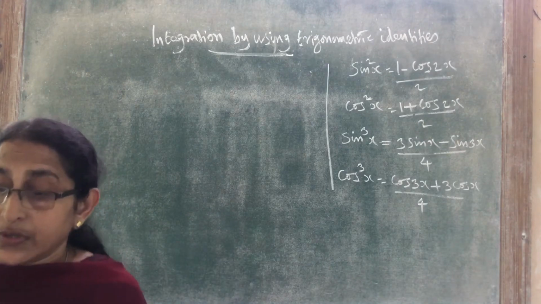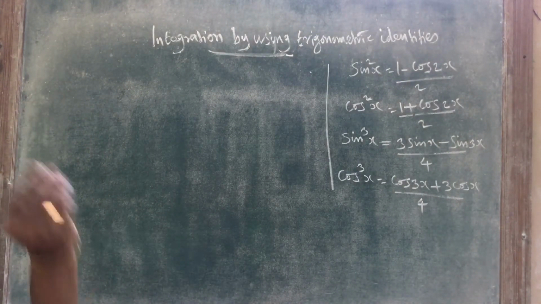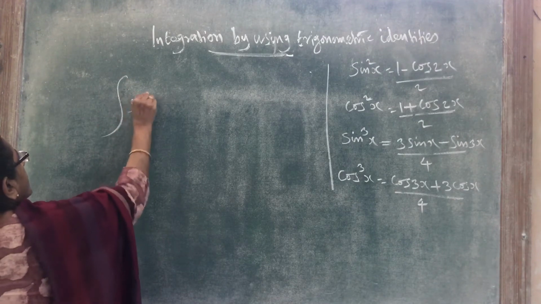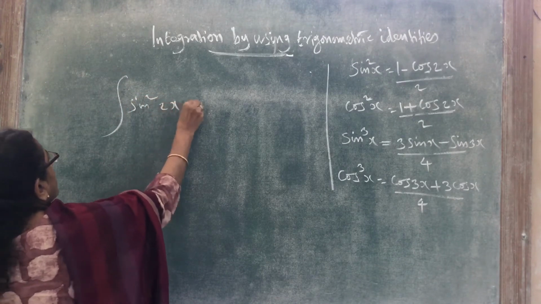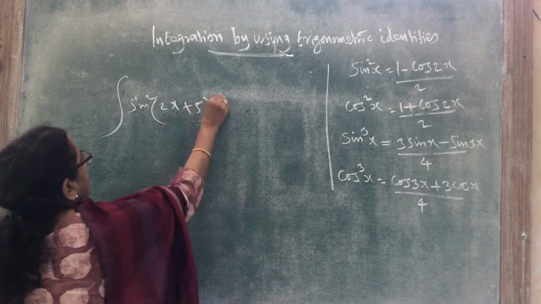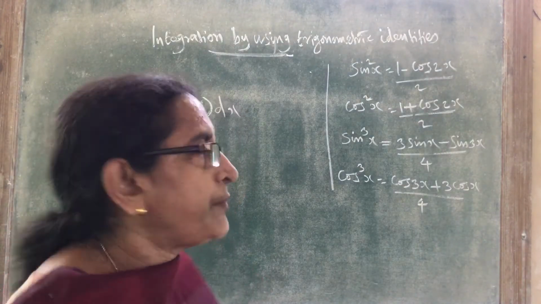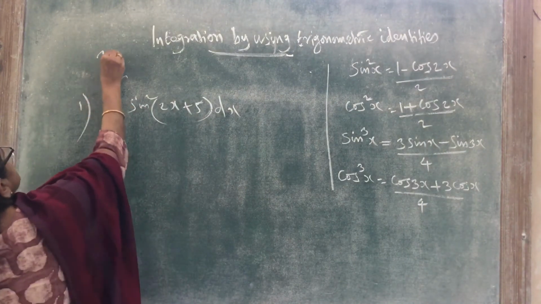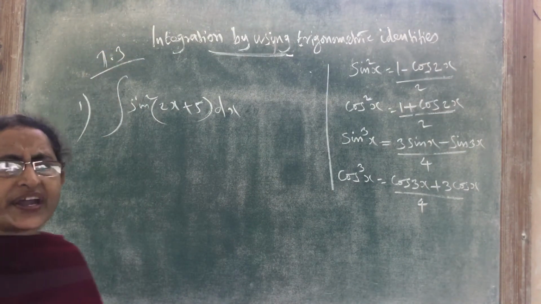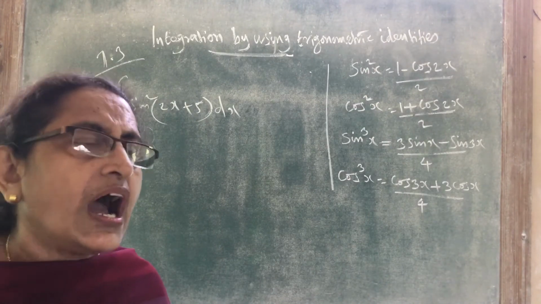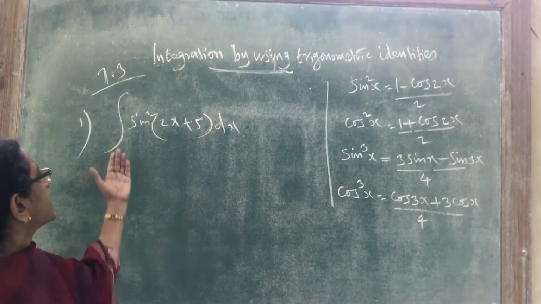So we have to use these identities. Then first exercise 7.3, first one: integral of sine square 2x plus 5 dx. How to find the integral of sine square 2x plus 5?